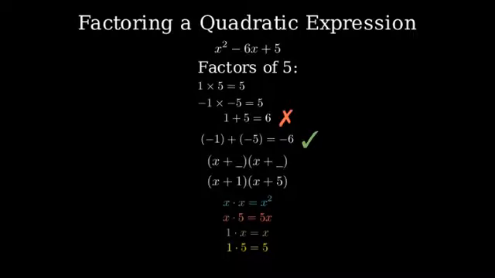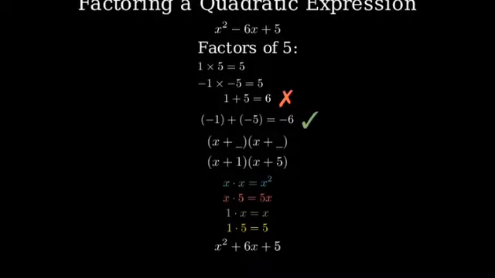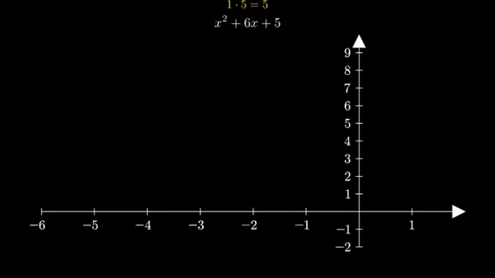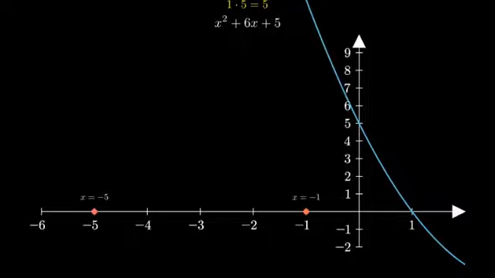Now, let's combine like terms. We have x squared from the first multiplication, then 6x from combining 5x and x, and finally plus 5. This gives us back our original expression. Let's also visualize this factorization on a graph. Here's the parabola represented by our quadratic expression. The x-intercepts, or zeros, of this parabola are at x equals -1 and x equals -5. The same numbers we found in our factors.